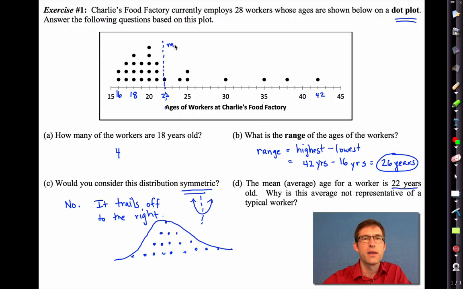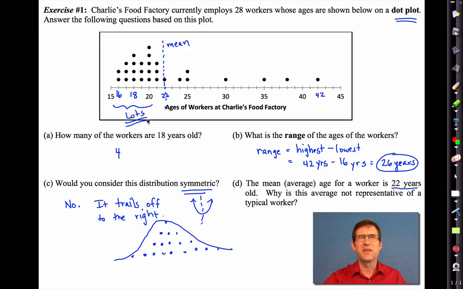Now, very often we use averages or means to represent a typical data value. It's what's called a central value or a central tendency value. But here I'm claiming that it's not representative of a typical worker. Why do you think that is? Well, let's take a look. What strikes me is that there are a lot of workers down here, lots of them. That kind of makes sense.